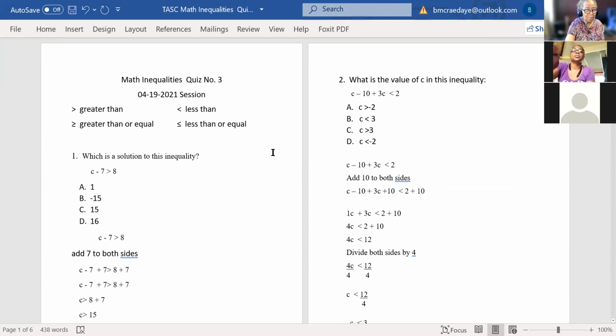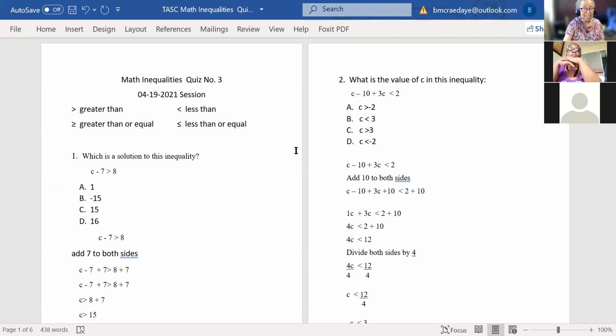"No more than" would be which one of these inequalities? Would it be greater than, greater than or equal, less than, or less than or equal? What would be our inequality symbol, Vanessa? No more than. No, it can be less than or equal.